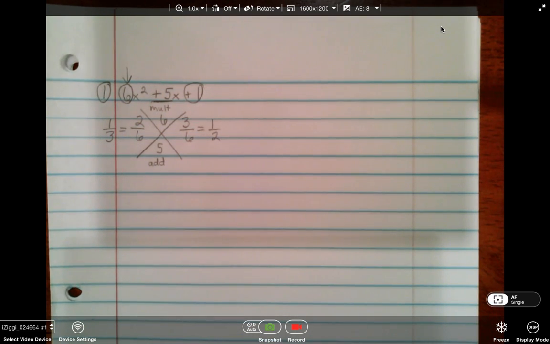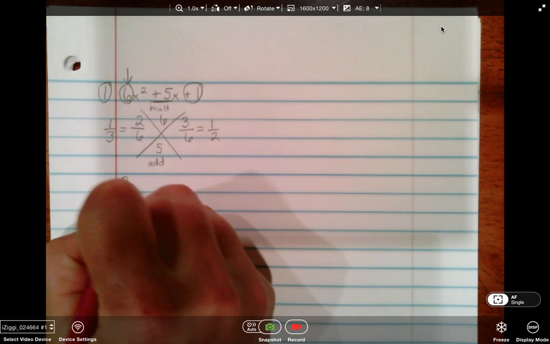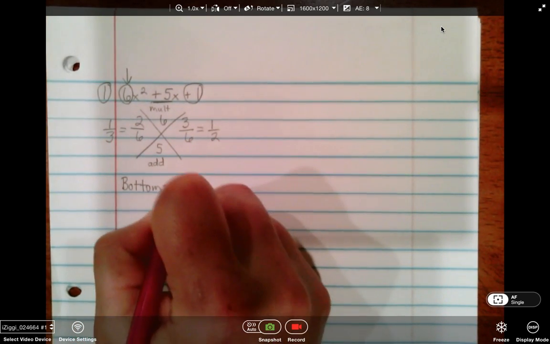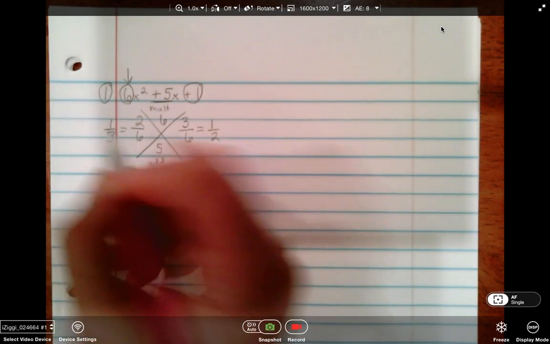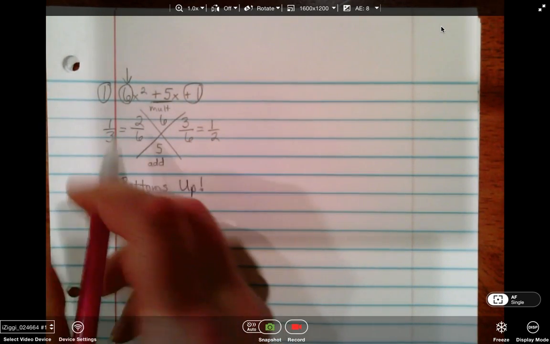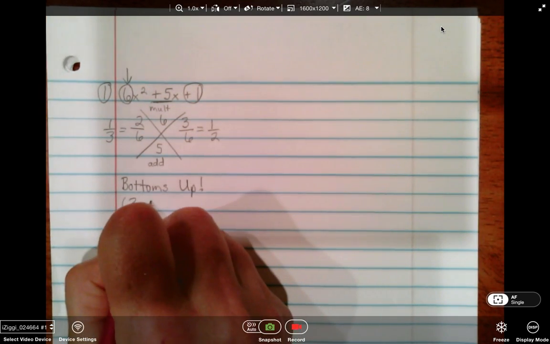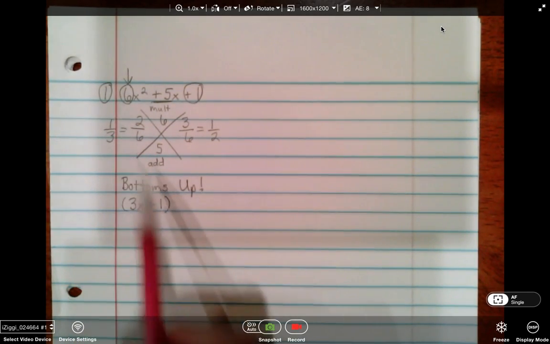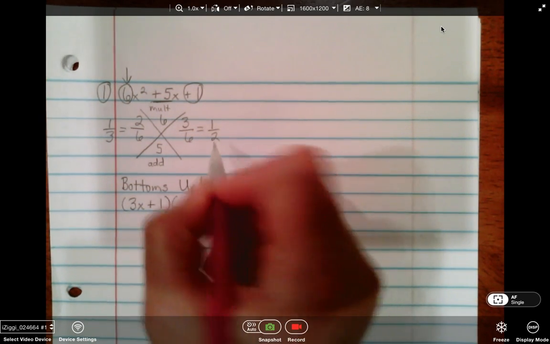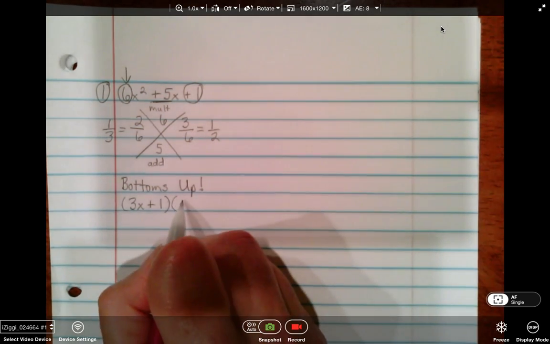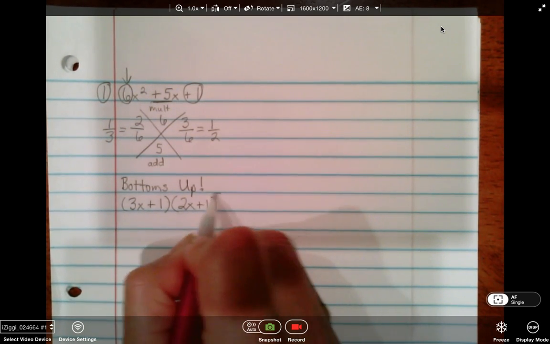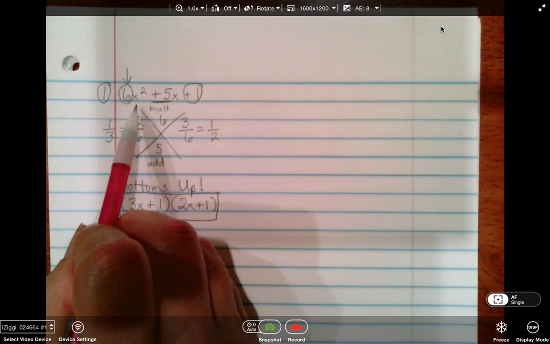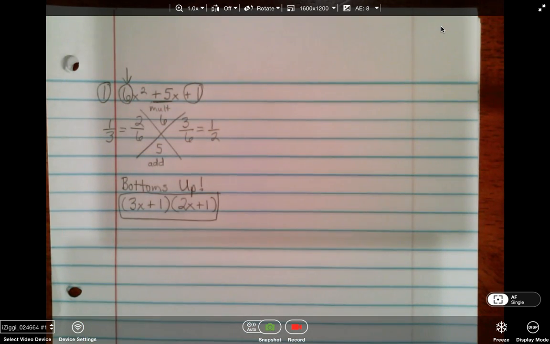Now, when you see trinomials factored into two binomials, you rarely see fractions in those factors. So we're going to have to do bottoms up. The bottom of the fraction, the 3, goes up in front of the x, and the numerator of the fraction is your second term. So 1/3 becomes 3x plus 1, and then 1/2, the bottom of the fraction goes up in front of the x, becomes 2x plus 1. And if I were to multiply that out, I would end up with what I began with, the 6x squared plus 5x plus 1.